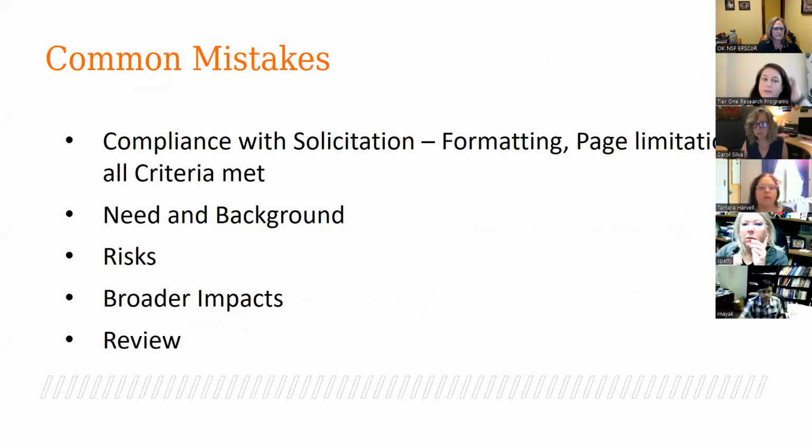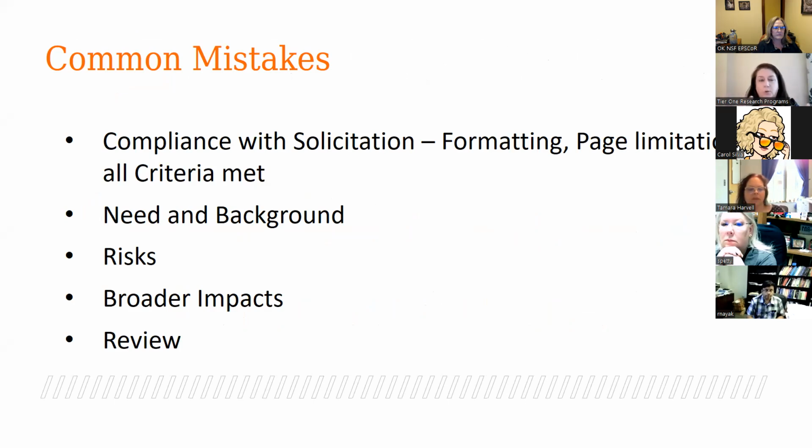So talking about common mistakes across the board, some areas that we see are compliance with the solicitation. The overview or need section is a lot of times not as fleshed out as it should be. And then a discussion of risks being insufficient or not included, and then broader impacts and review.